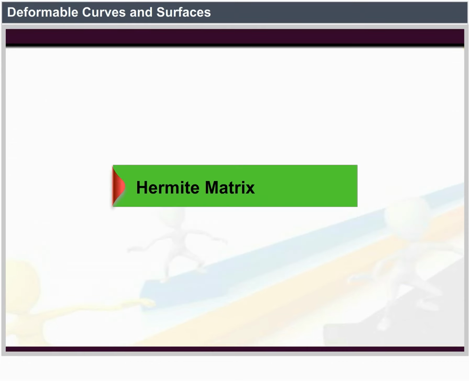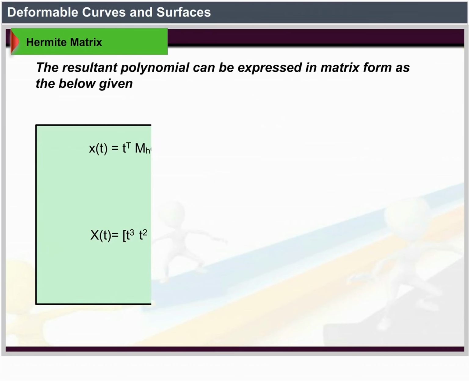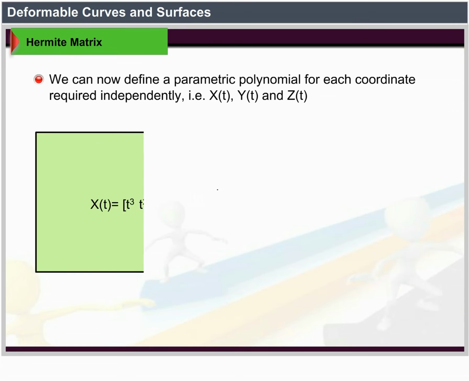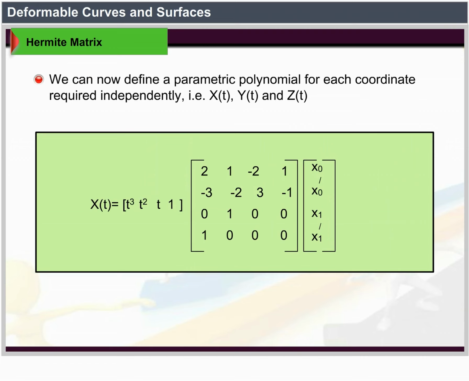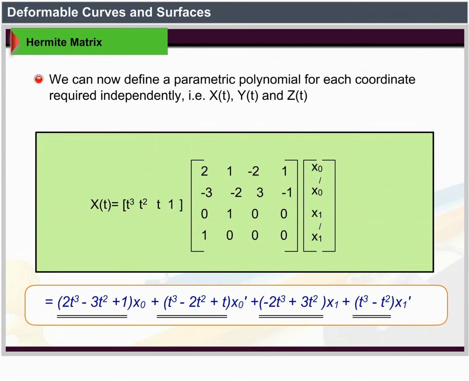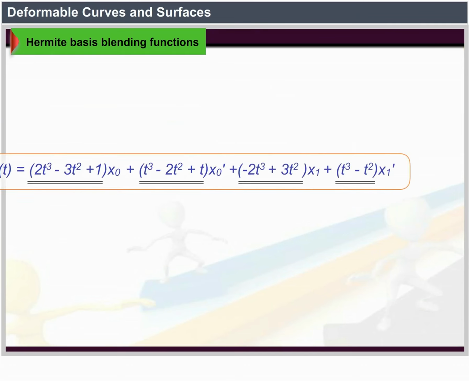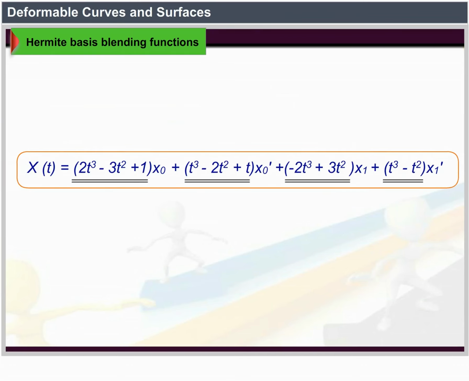Hermite matrix. The resultant polynomial can be expressed in matrix form, as shown below. We can now define a parametric polynomial for each coordinate required independently, that is, x of t, y of t, and z of t. The resulting matrix and the Hermite basis blending functions are now seen on the screen.